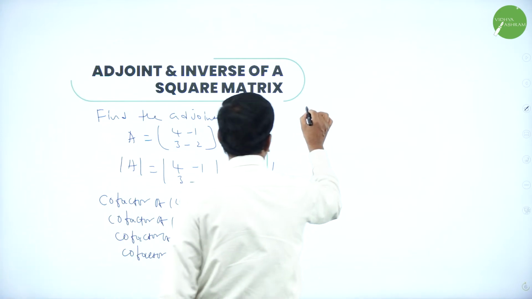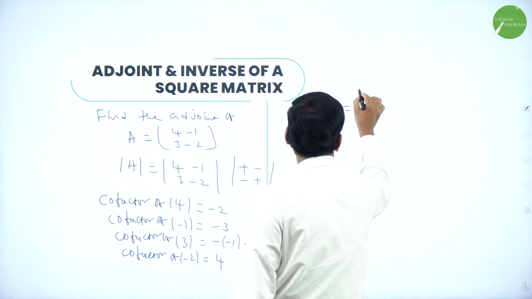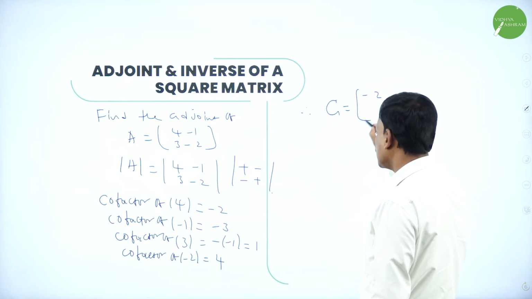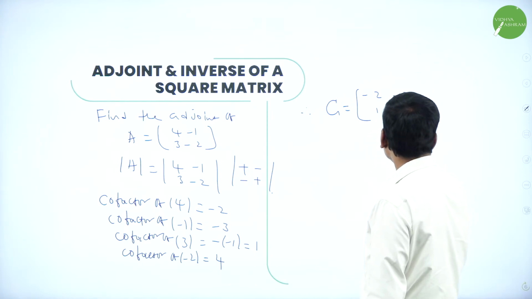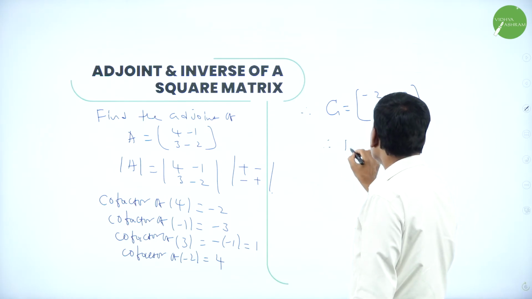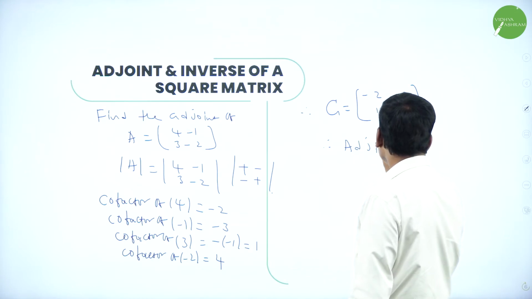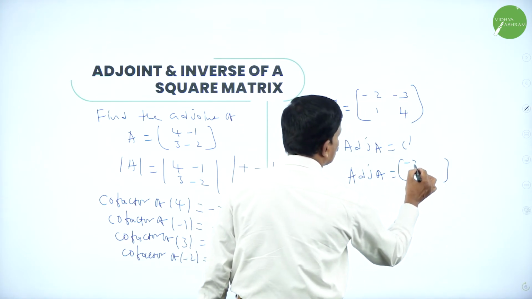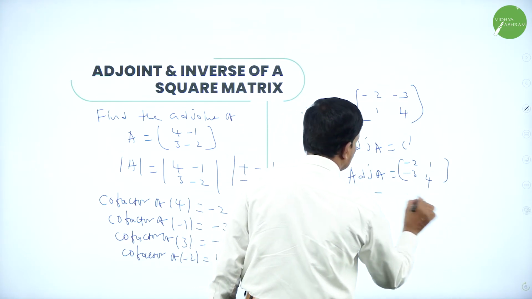to 4. So, therefore, the cofactor matrix C is equal to, you can write it as minus 2, minus 3, plus 1 and plus 4. Therefore, the adjoint of A is equal to C dash. So, adjoint of A is equal to, the transpose of this is minus 2, minus 3, 1 and 4.